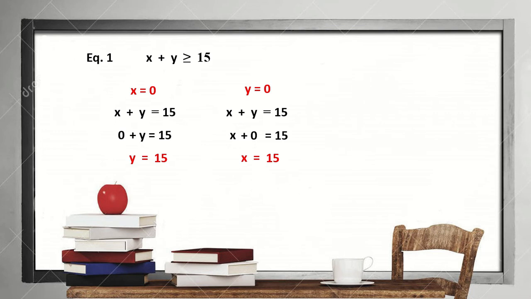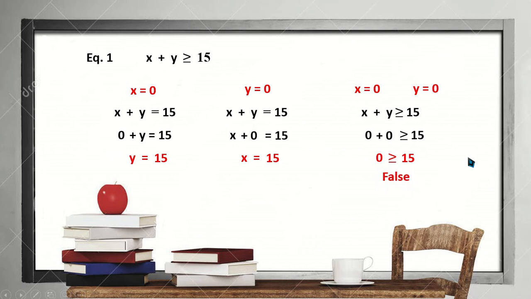Next naman is test the origin. Okay, so gagamitin natin si x is equal to 0 and y is equal to 0 para malaman natin kung ano yung mga solutions na equation 1 natin. Okay, so x plus y is greater than or equal to 15. Palitan natin to ng 0, at itong y ay 0 din. So we have 0 is greater than or equal to 15. True or false? Siyempre, ito ay false. So, for equation 1, we have 0 and 15, and 15 and 0.